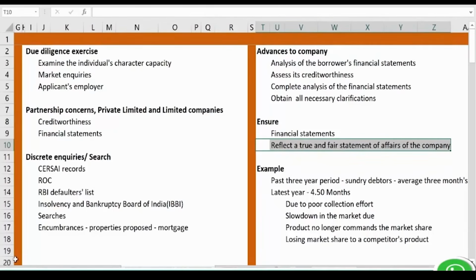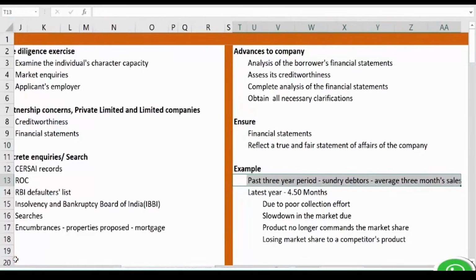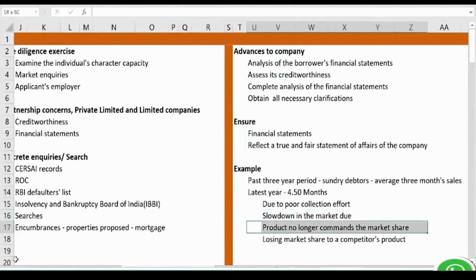If there are any aberrations that have to be noticed and inquired into, say for example, let's say the past 3-year period sundry debtors shows debtors is equal to average 3-month sales. That is, in the past 3 years debtors is equal to 3-month sales, but in the latest year it has jumped to 4.5 months. Then bank should inquire and understand why is that. Is it because of poor collection effort, or is it because market is slowing down, or is it because the product no longer commands the market share, there is no taker for the product, or is it because it is losing the market share to competitors' product?